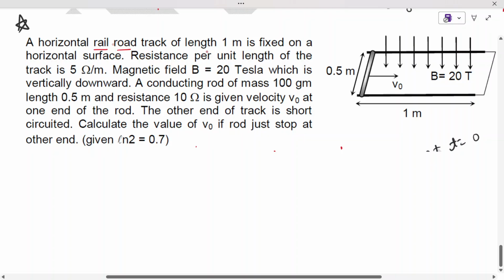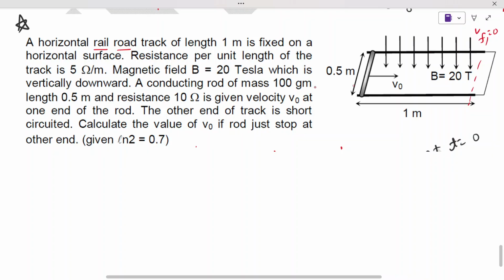A horizontal railroad track of length 1 meter, with resistance per unit length of 5 ohm per meter. It is given a velocity v naught out there, right? So of course there will be some magnetic force because of that. It says it stops after reaching that end, so the velocity becomes v finally.